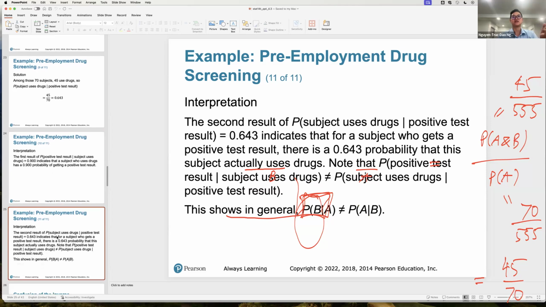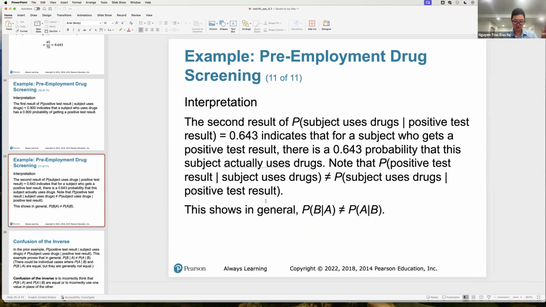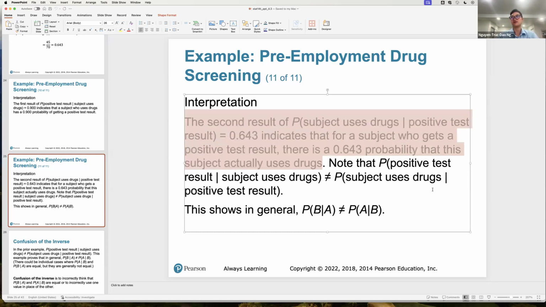And then you can do the interpretation for question B. For question B, what is our answer? It is 0.643, right? After calculation, you have this number. So this number indicates that for a subject who gets a positive test result, let's look at A here. This is the condition, right? Who gets a positive test result, there is a 0.643 probability that this subject actually uses drugs. So that is the meaning of the number when you do the conditional probability.